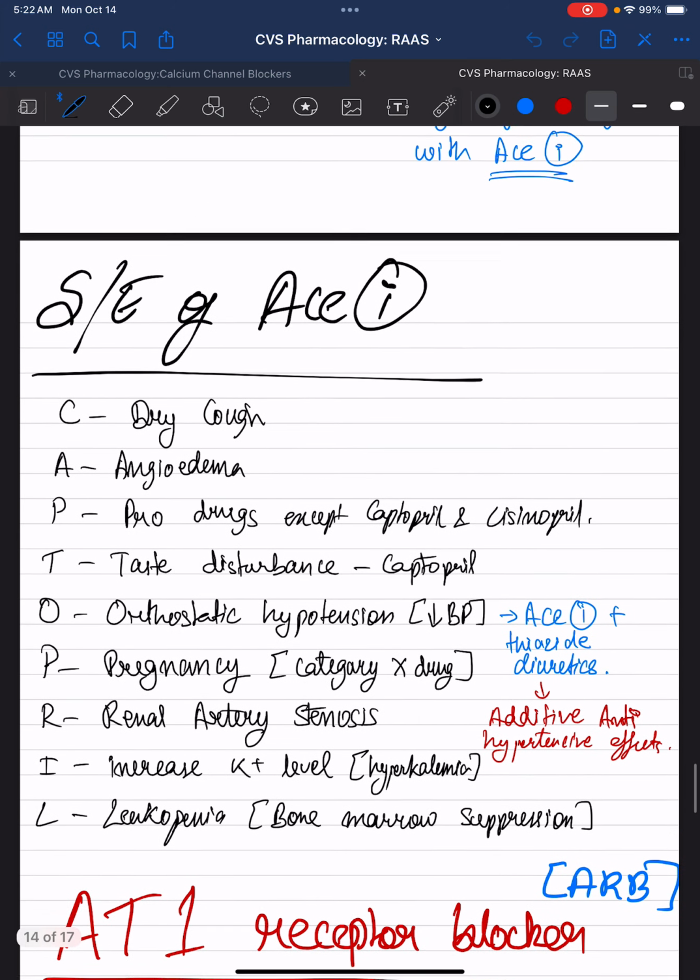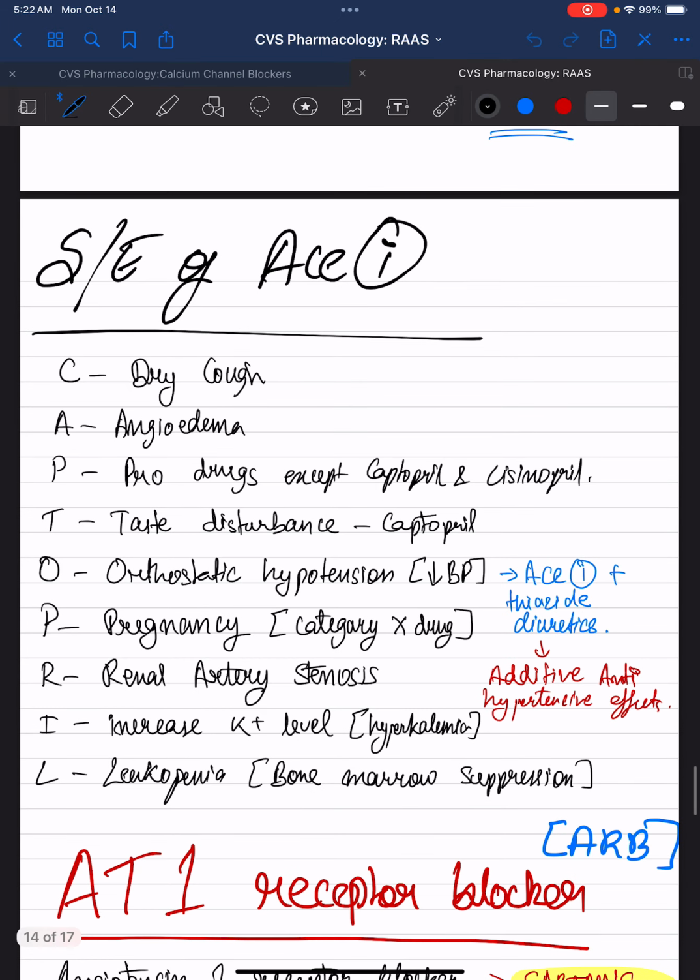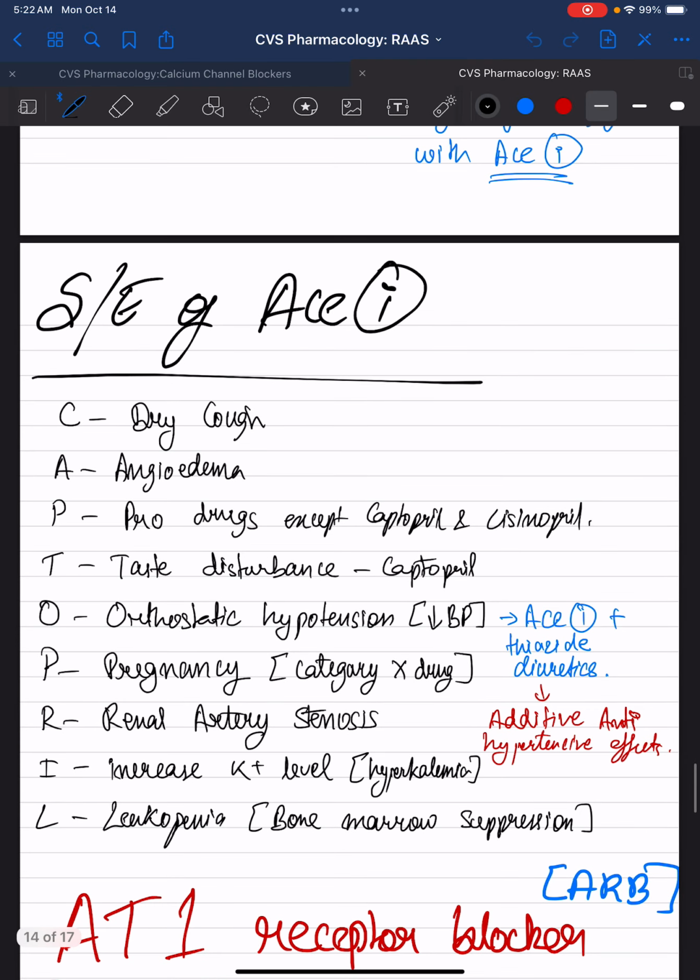So the next part will be AT1 receptor blockers, or better known as ARBs. I will also cover that in another lecture.